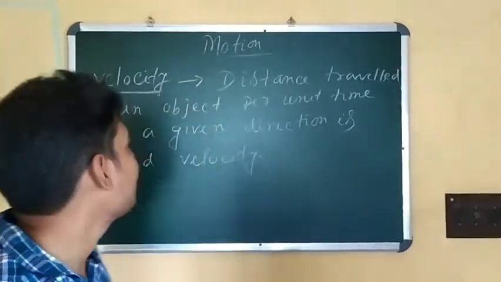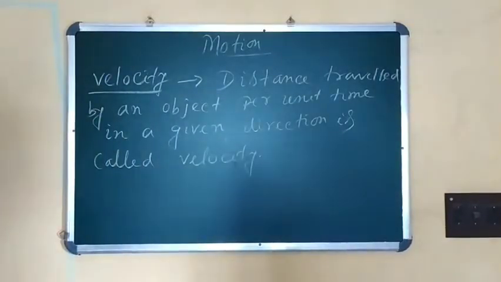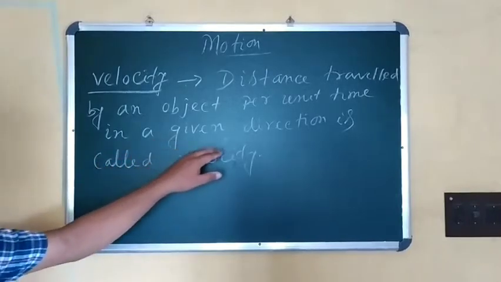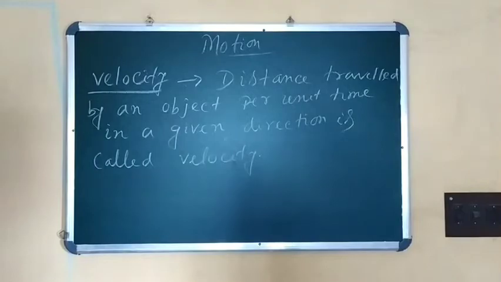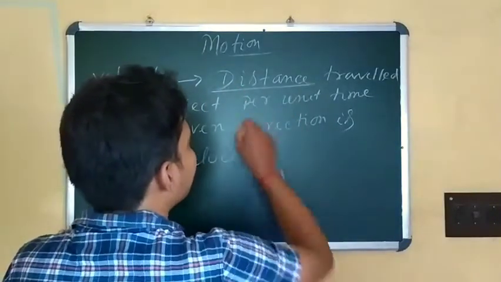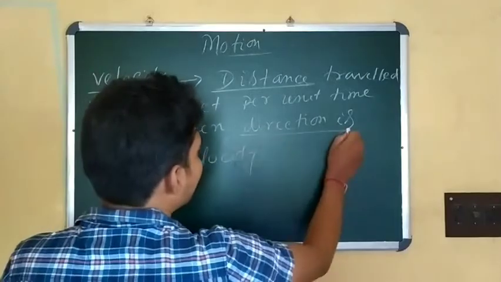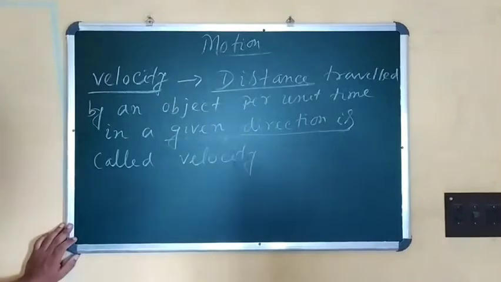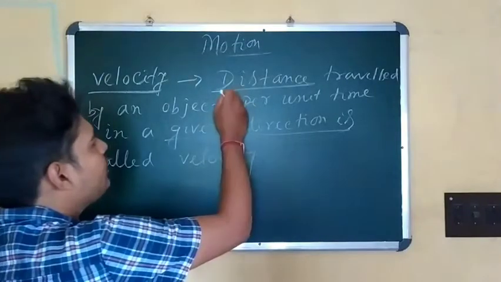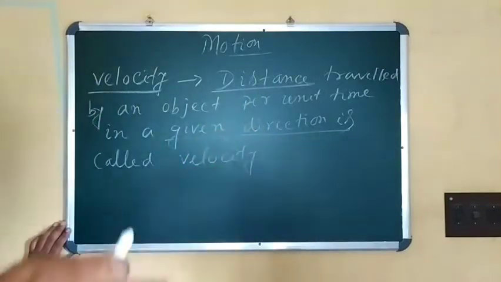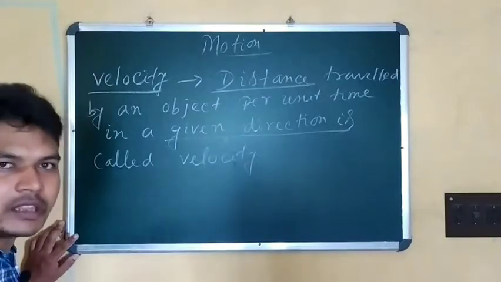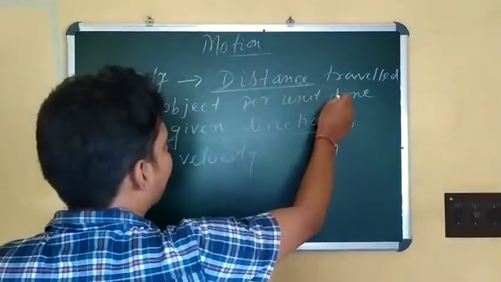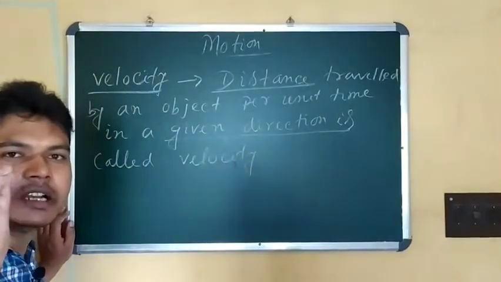Now we will discuss velocity. So that is the definition of velocity: distance traveled by an object per unit time in a given direction is called velocity. Here I have written distance traveled, but also written that the direction is a given direction. That means here the direction is fixed. So when we travel any distance in a given direction, that means it is the displacement. Understood? That is the displacement. So distance traveled in a given direction, that is the displacement.